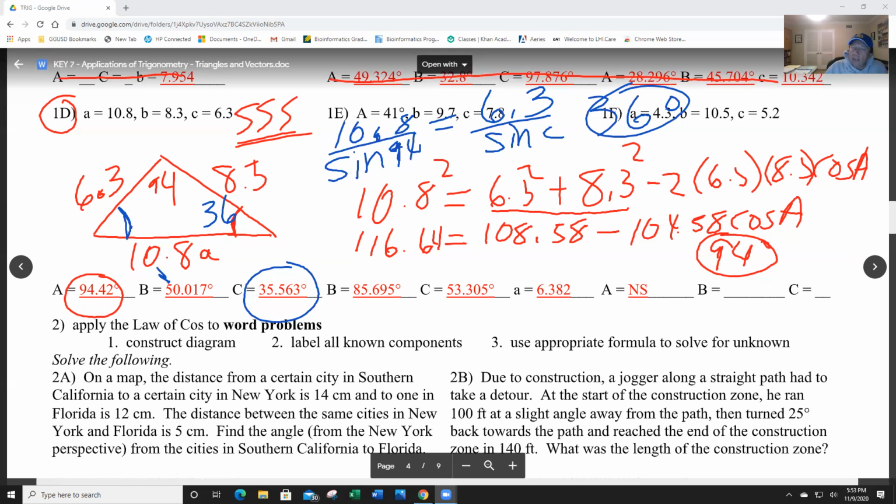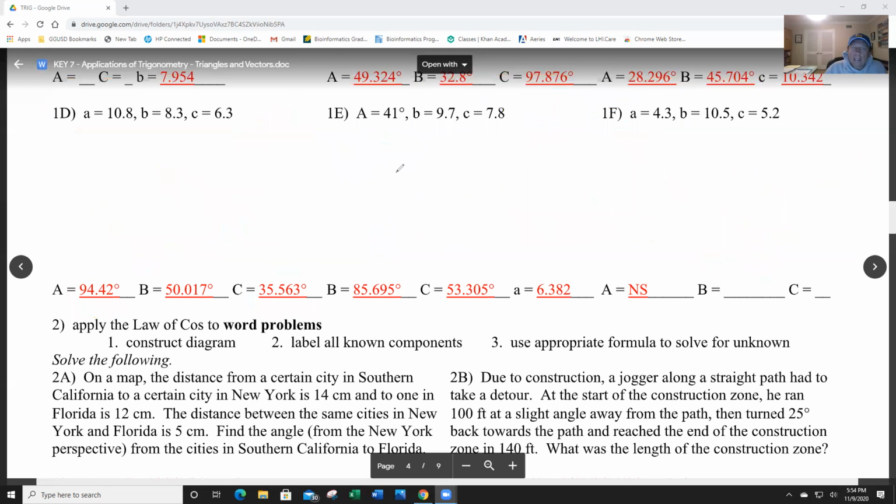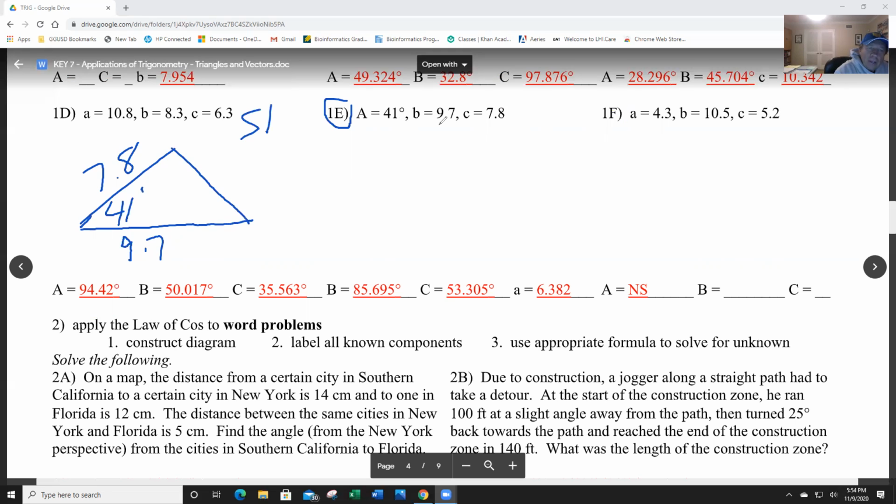Pause the video if you need to right here to check the work. Okay, 1E. All right, let me circle that. So let me draw this out as best I can. Okay, so we got 9.7 here. That's 41 degrees. This is 7.8, so it's a little bit longer. All right, great. So I have side angle side. You can just see it. Okay, a side, the angle in the middle, and the other side.